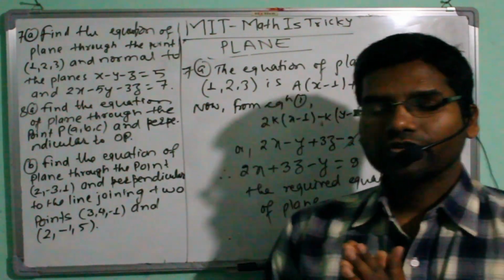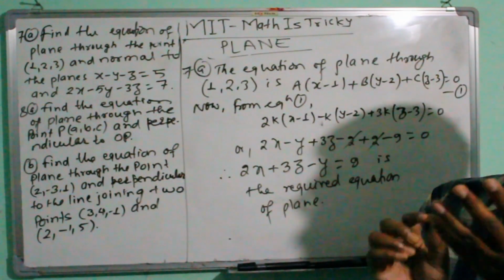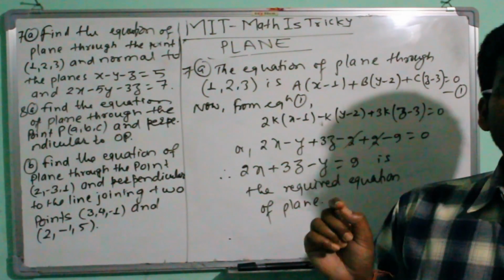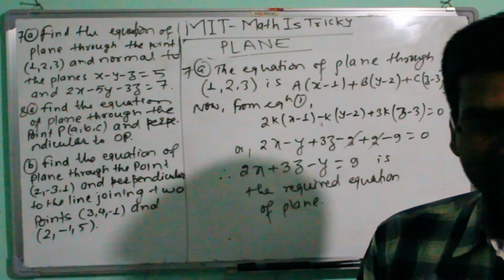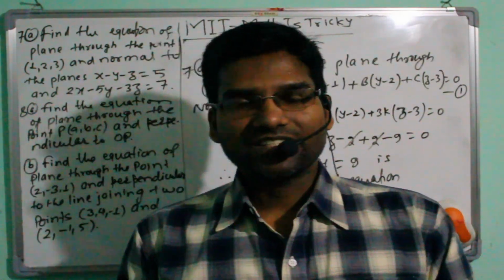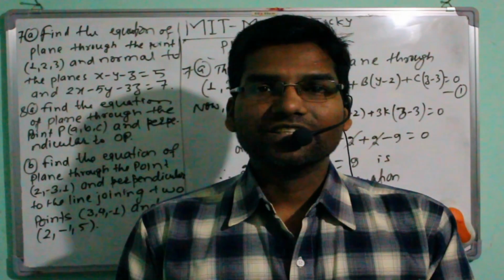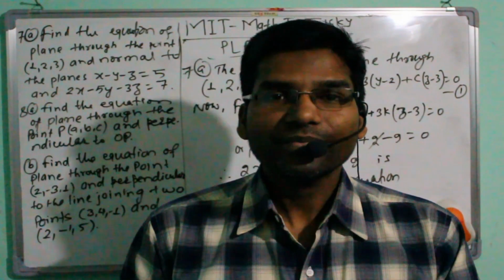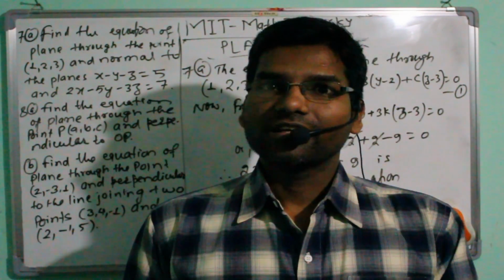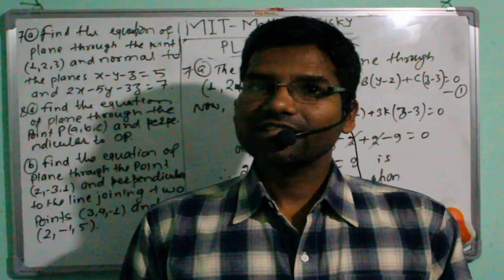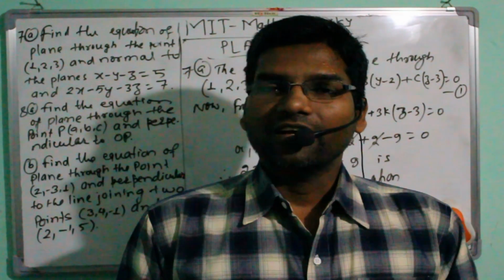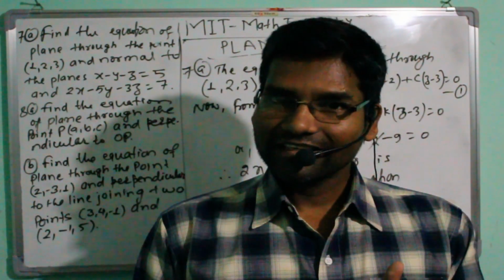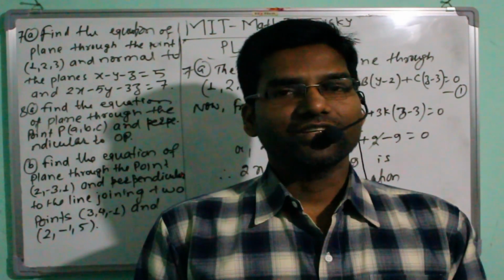Hope you understood this. So what I did here, I just wrote the equation of plane passing through the point x1, y1, z1, that is a times x minus x1, b times y minus y1 and c times z minus z1. After that I have used the condition of perpendicularity, the condition at which two planes will be perpendicular, and then I solved the two conditions obtained by using the condition for perpendicularity, and from that I got the value of a, b, c. Then I substituted in the first equation to get the answer.